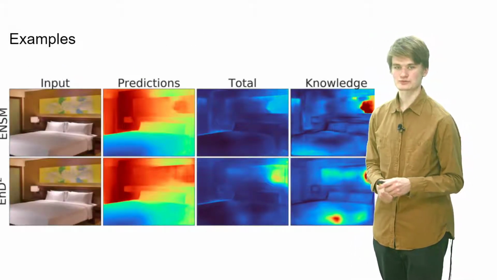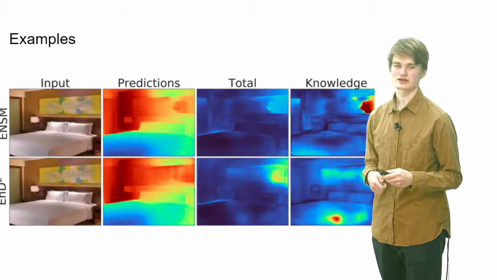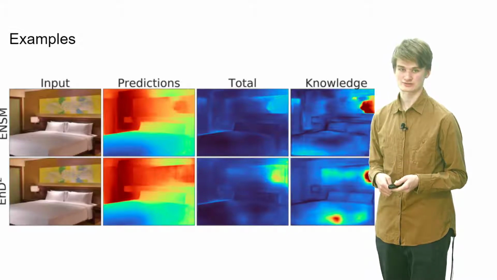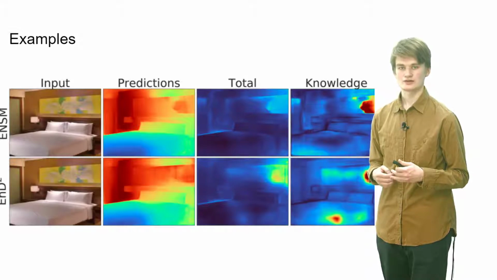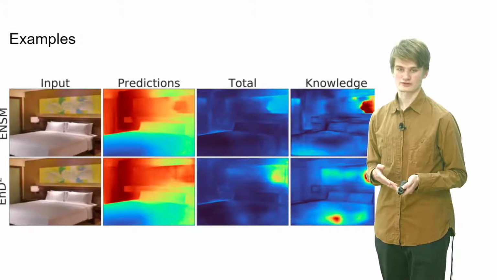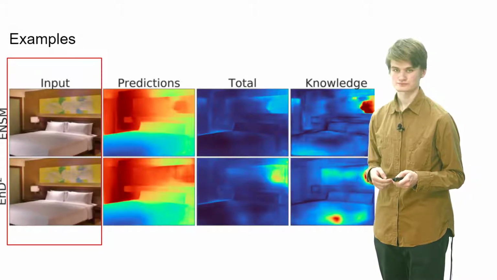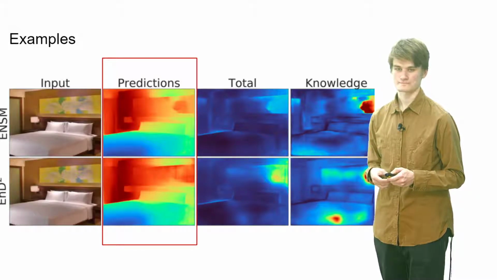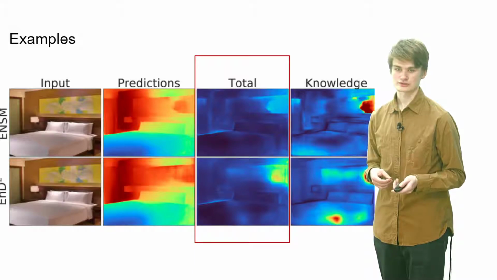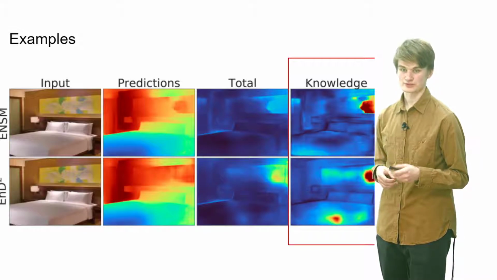Let's look at examples of ensemble distribution distillation usage. In our article, Regression Prior Networks, we used the monocular depth estimation task. In this task, you have images and you need to predict a depth map for each image. Here you can see an example of the work of our methods. We have an input image, our predictions of depth, total uncertainty, and knowledge uncertainty for each pixel.